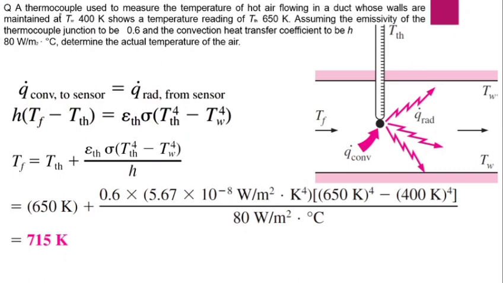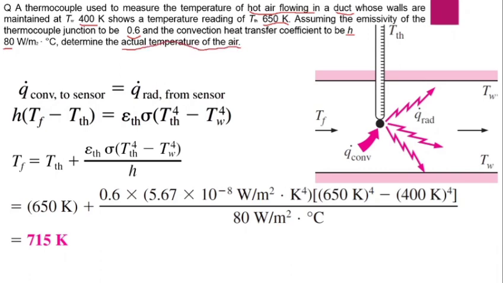So first we'll read the numerical. A thermocouple used to measure the temperature of hot air flowing in a duct whose walls are maintained at 400 Kelvin shows a temperature reading of 650 Kelvin. So what is happening here? This thermocouple is showing the temperature reading at 650 Kelvin, right? And the wall temperature is 400 Kelvin. Assuming the emissivity of the thermocouple junction to be 0.6 and the convection heat transfer coefficient H to be 80 watt per meter square degree centigrade, determine the actual temperature of the air, right?